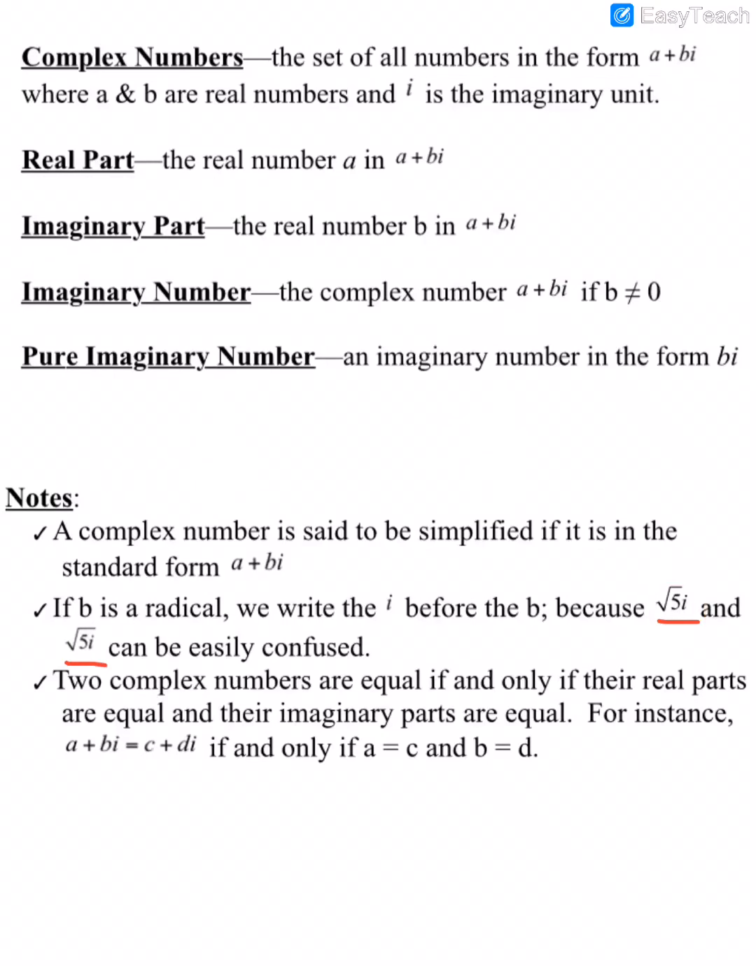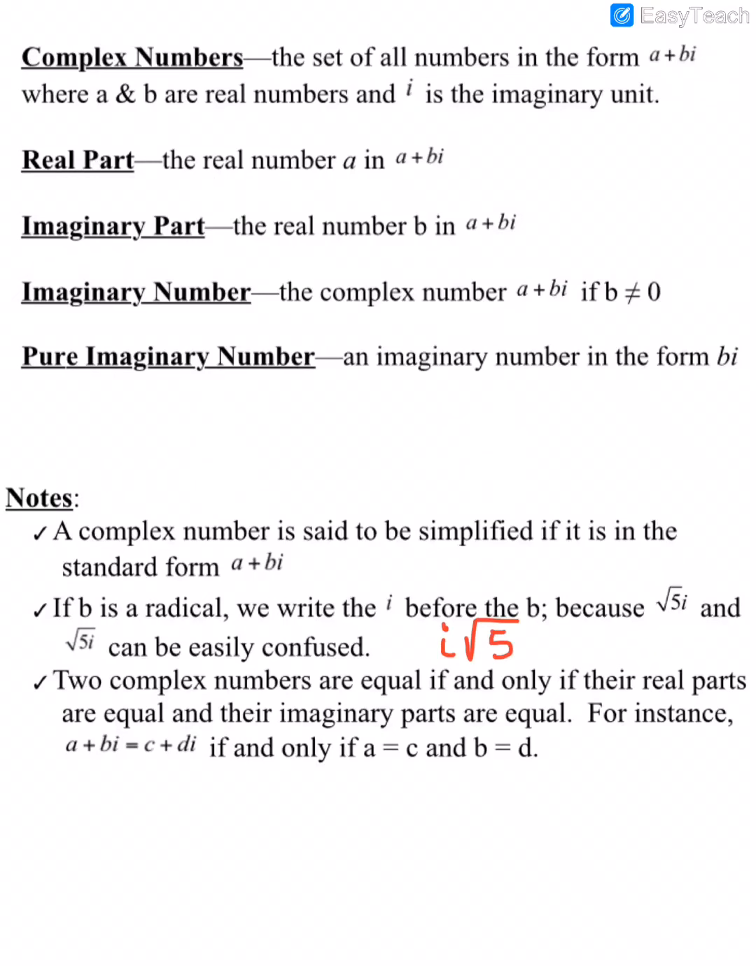So because it is so hard to tell where it's located, when it contains a radical, we write it like this. We put the i in front. So if there's not a radical, we put it behind the number, just like 5x or anything like that. But if it's a radical, we put it in front of the radical just to alleviate confusion.